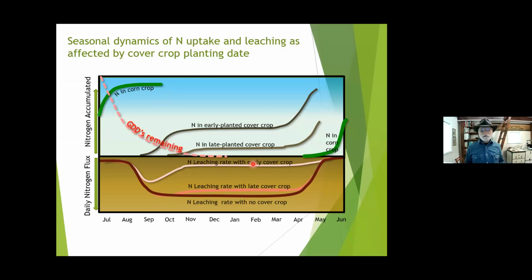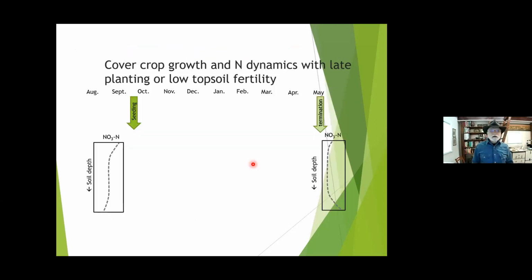So it's all about those growing degree days in the early fall, late summer, and having enough growing weather to get roots down deep in the profile and pull those nutrients, not just nitrogen. Of course, the Bay Program's interested in nitrogen, keeping it out of the bay, but I'm thinking now in terms of keeping these nutrients on the farm and bringing them back up to where the cash crops can use it.